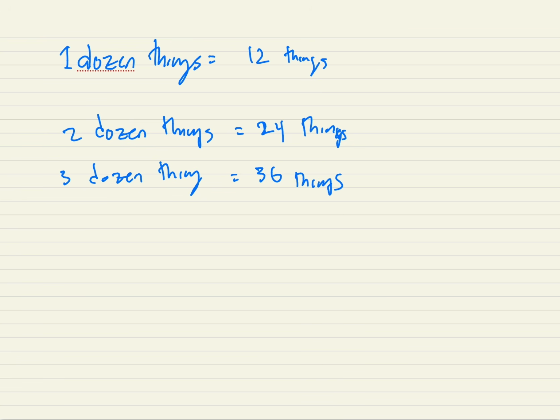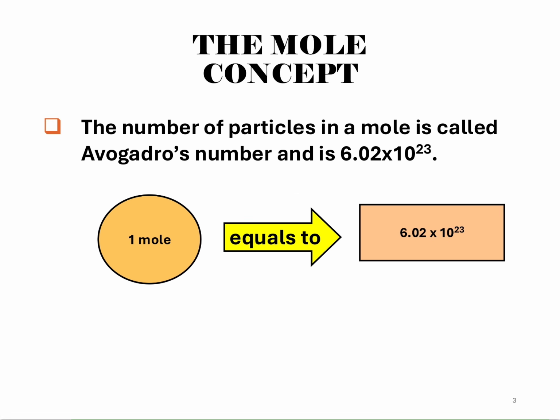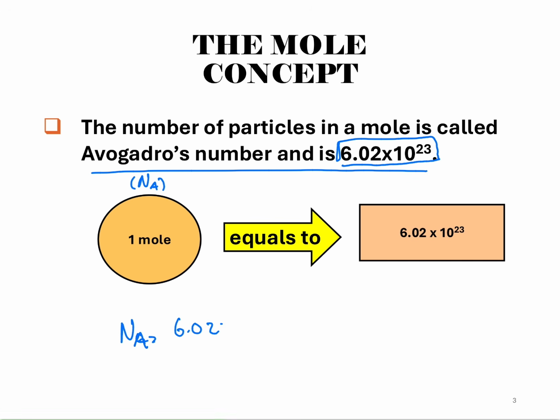And so the mole is a similar idea, except it represents a very large number of things, right? So it represents an Avogadro's number of things, right? And that's 6.022 times 10 to the 23, right? So Avogadro's number is abbreviated N sub A. And N sub A is equal to, with units, 6.022 times 10 to the 23 things per 1 mole.